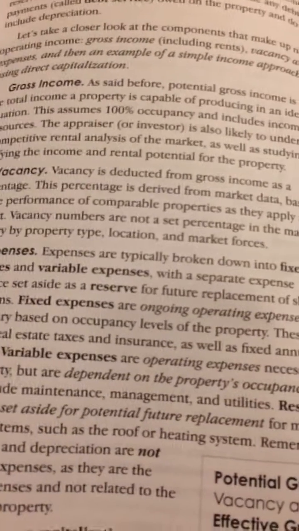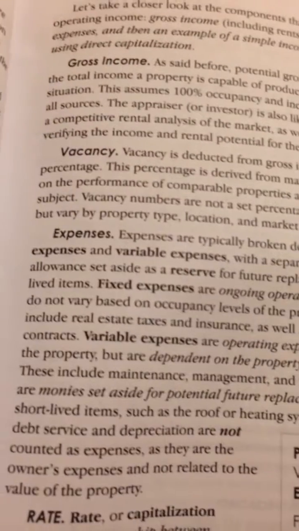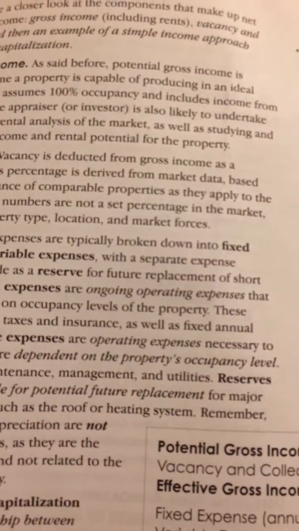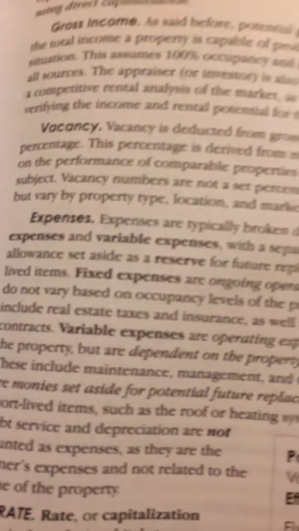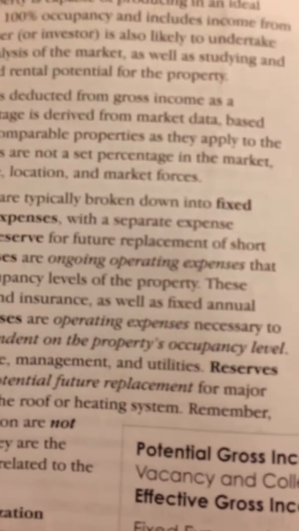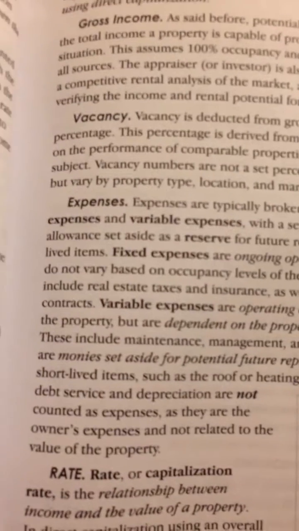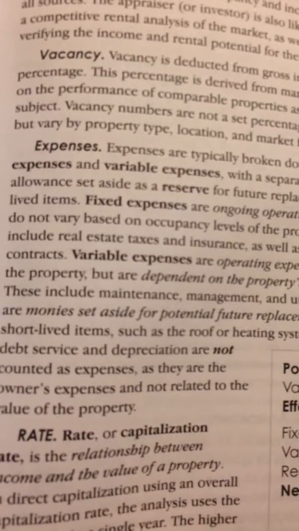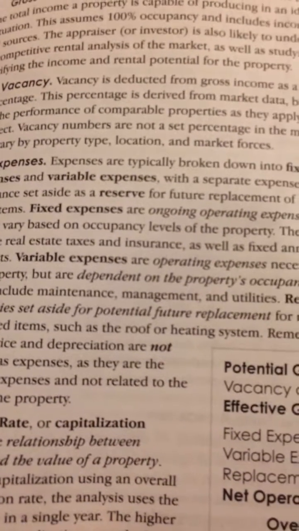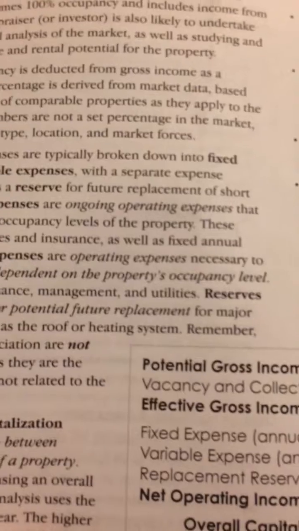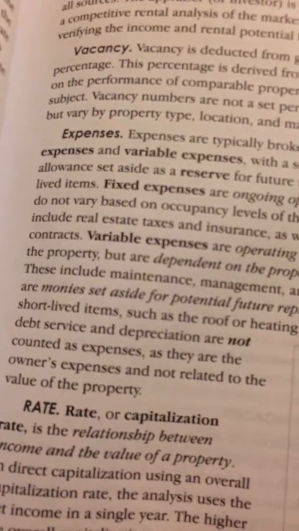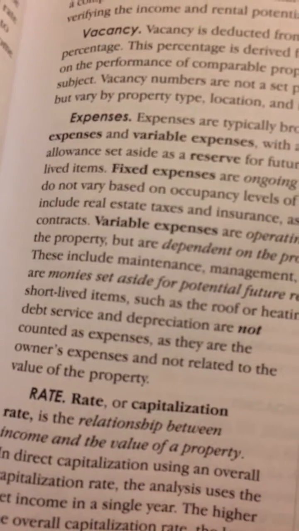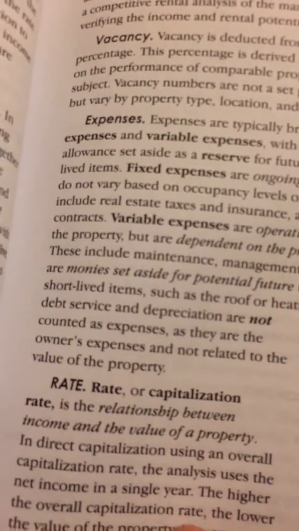Variable expenses are operating expenses necessary to the property, but are dependent on the property's occupancy level. These include maintenance, management, and utilities. Reserves are money set aside for potential replacement of major short-lived items, such as the roof or heating system. Remember, debt service and depreciation are not counted as expenses, as they are the owner's expenses and not related to the value of the property.